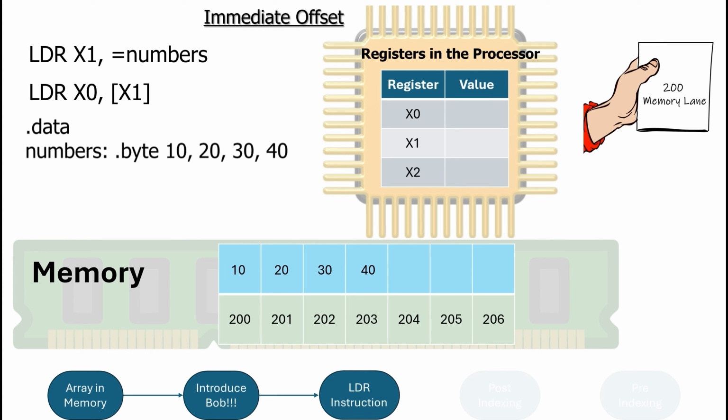When you execute the first instruction, you copy the base address 200 into register X1. In the previous example, X1 initially pointed to the memory location where 10 is stored, the address 200.